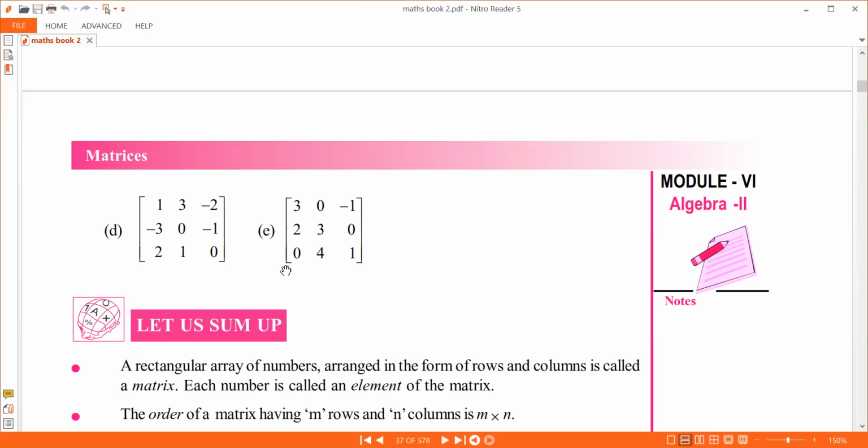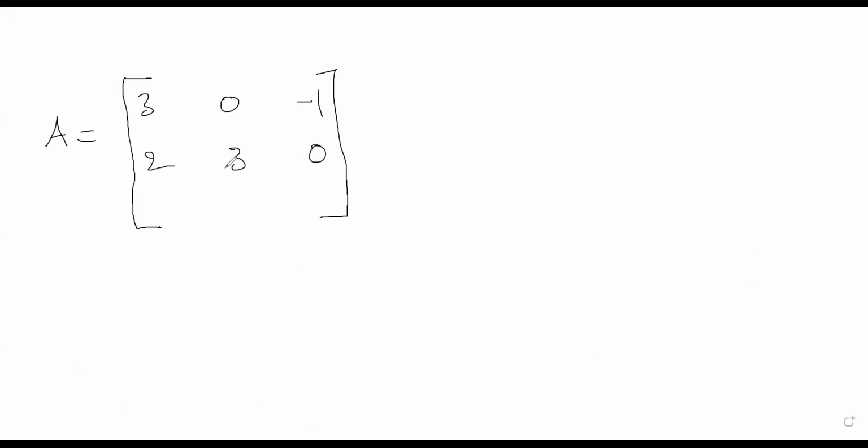I thought this would take an hour, but it happened so quick. That means the matrix they have given is a very easy one. So we have 3, 0, minus 1, 2, 3, 0, 0, 4, 1. Because 0 is given, it is getting easy actually. 3 zeros are given, so it's very easy to find the inverse.